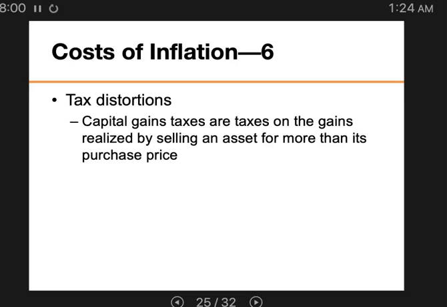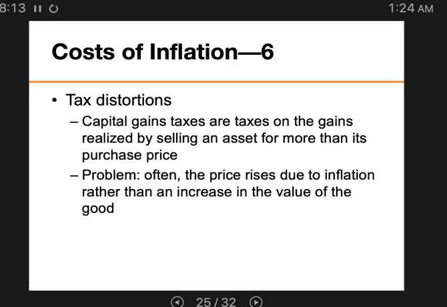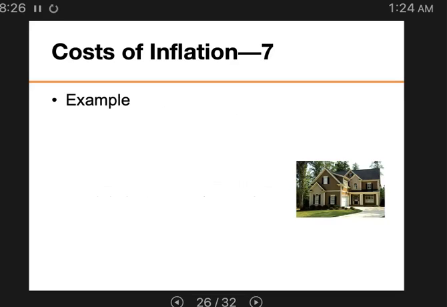So capital gains taxes are levied on the gains realized by selling an asset for more than its purchase price. The problem often is that the increase in the price is nothing but due to inflation rather than an increase in the value of the good. Let's take a look at an example on the next slide.